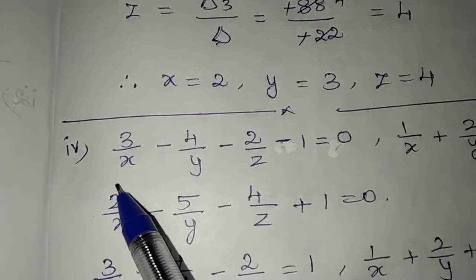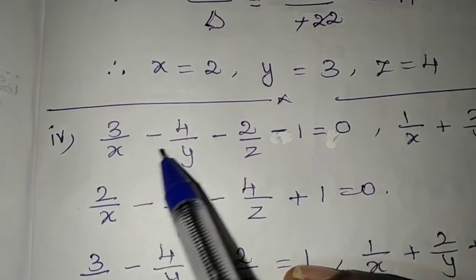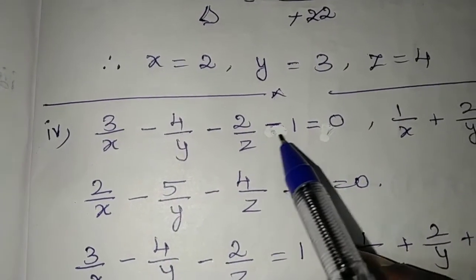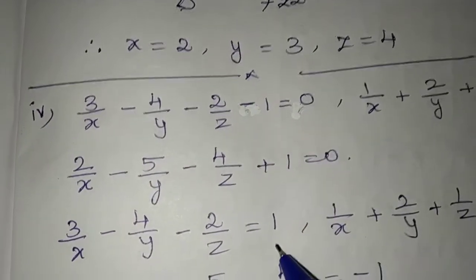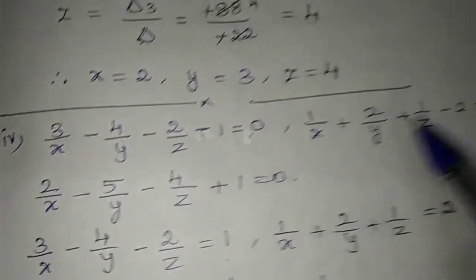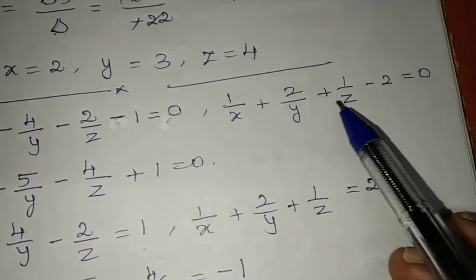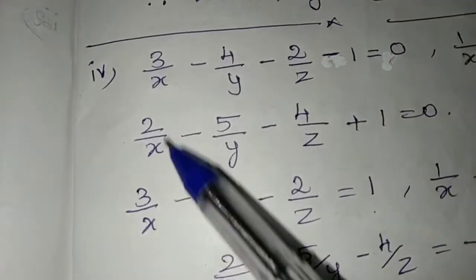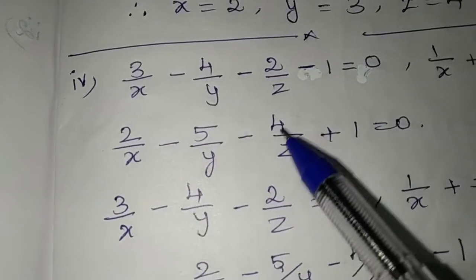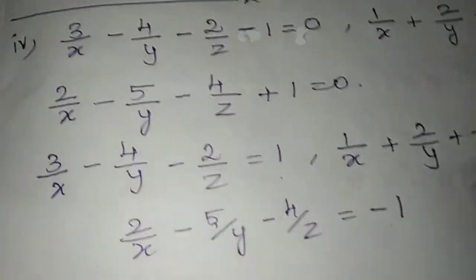Fourth sum, 3 by x minus 4 by y minus 2 by z minus 1 equal to 0. Now write minus 1, go to that side, plus 1. Write the equation. And similarly, 1 by x plus 2 by y plus 1 by z minus 2, go to that side, plus 2. Here also 2 by x minus 5 by y minus 4 by z plus 1, go to that side, minus 1. Okay, right.